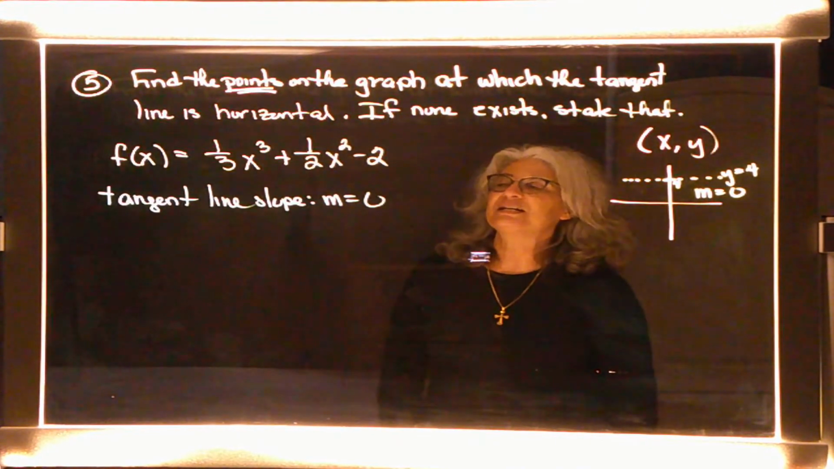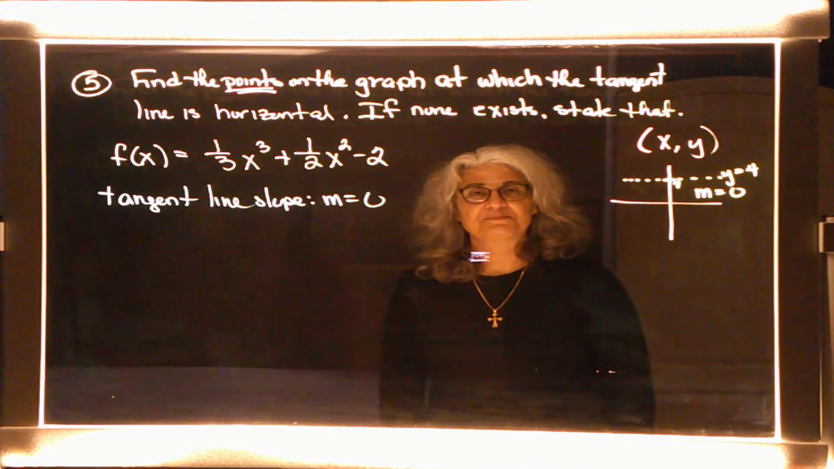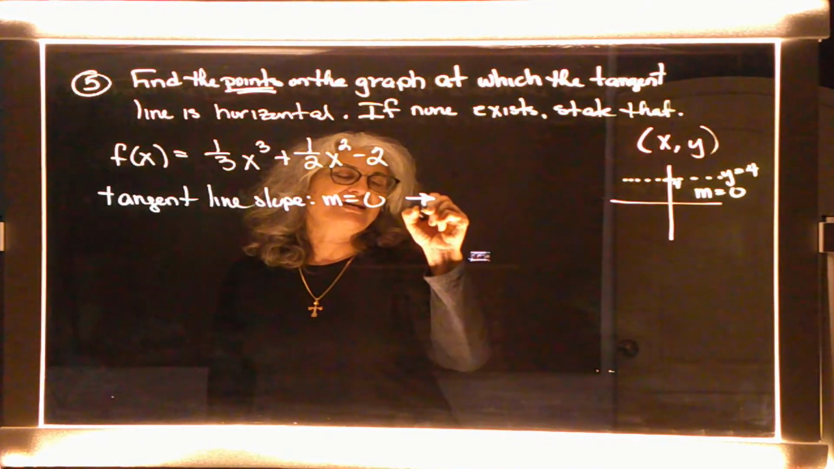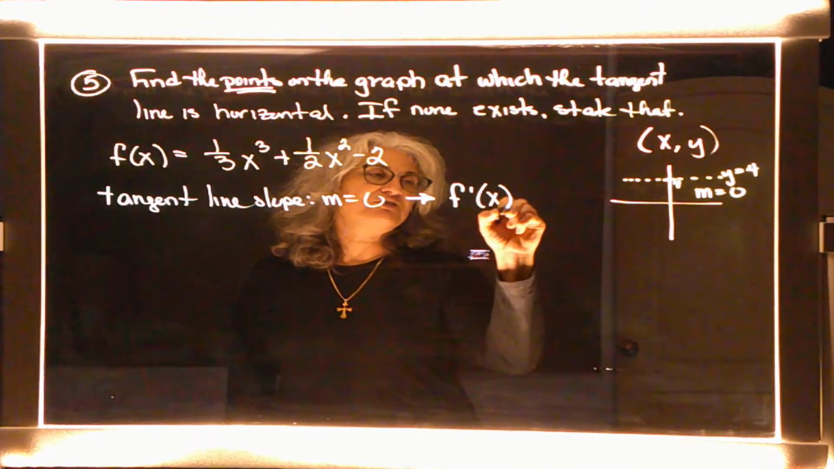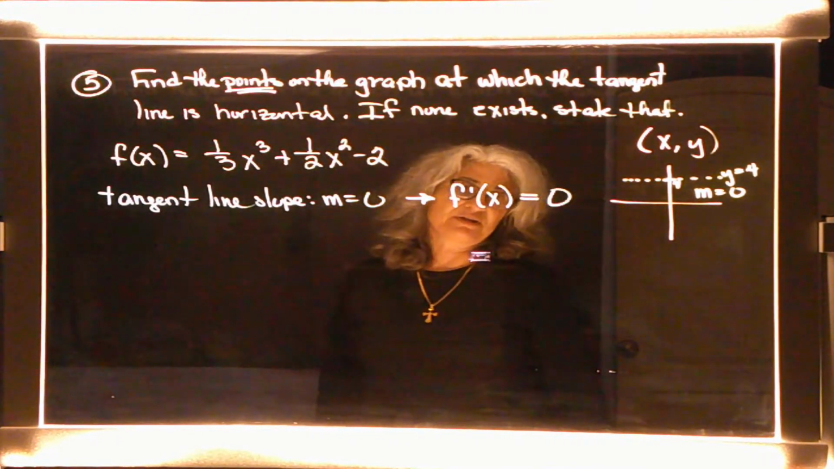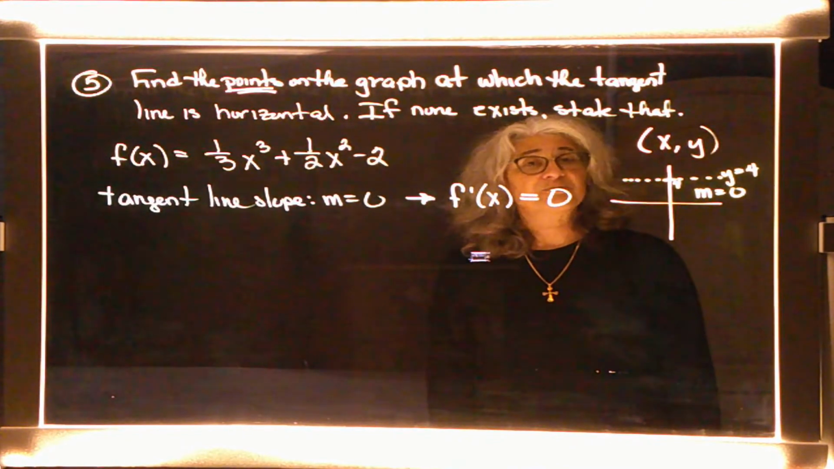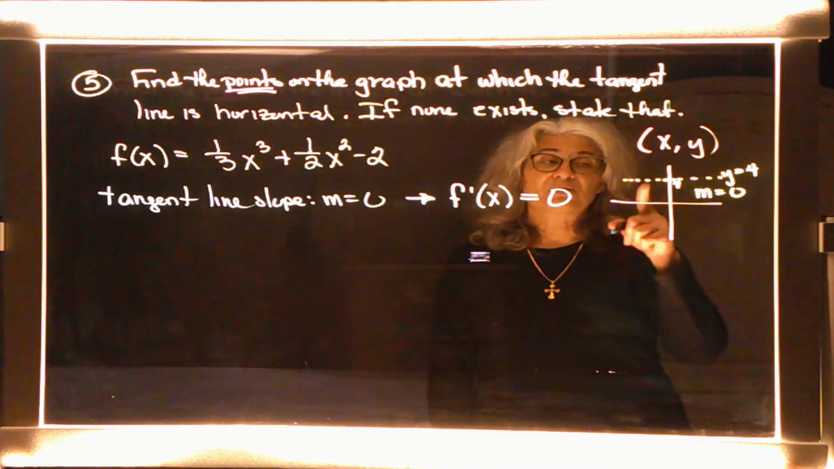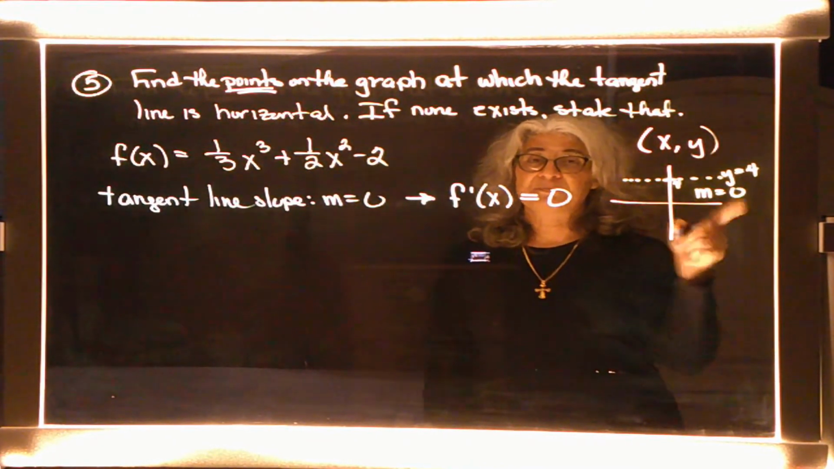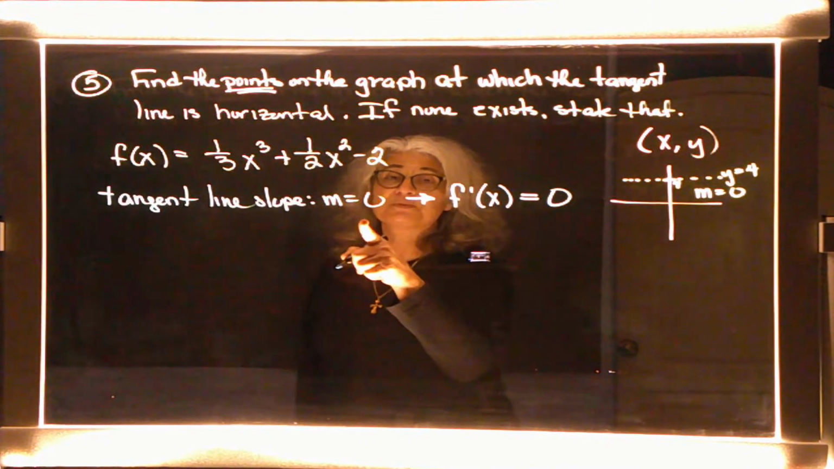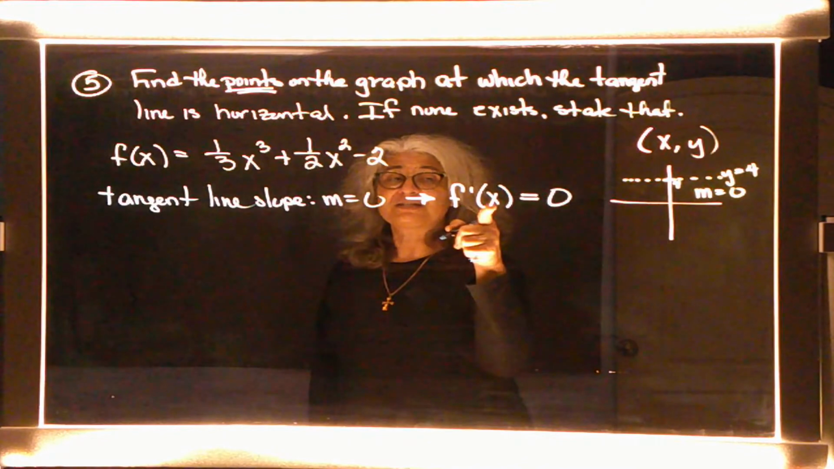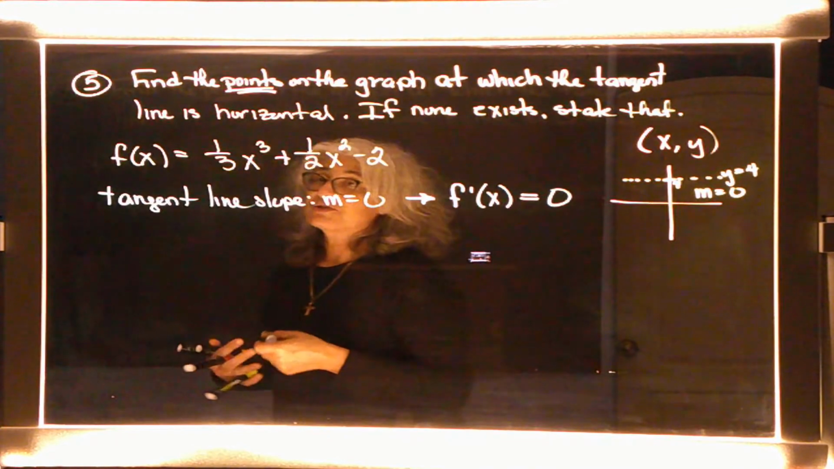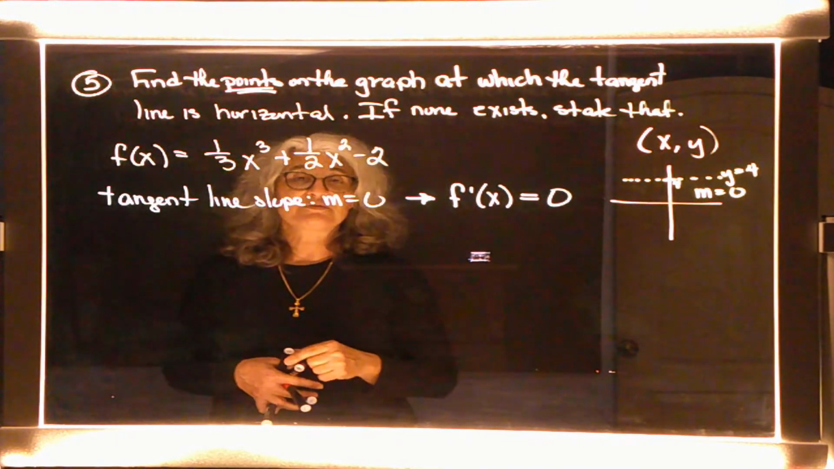And how do I find the slope of a tangent line? That's right, you've got to take the derivative. This implies then that the derivative of the function must be equal to 0, because that is how you find the slope of a tangent line, by the derivative. Good? Horizontal lines have a slope of 0. That means my tangent line has a slope of 0. And to find the slope of a tangent line, you've got to take the derivative, which means the derivative must be equal to 0. So, first things first, I need the derivative of this function.